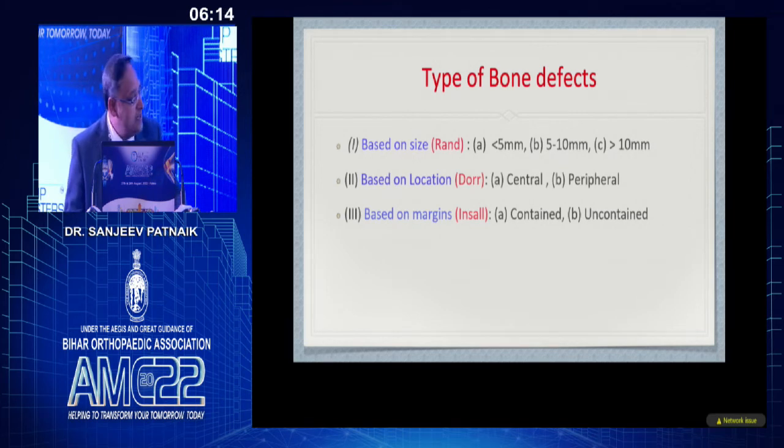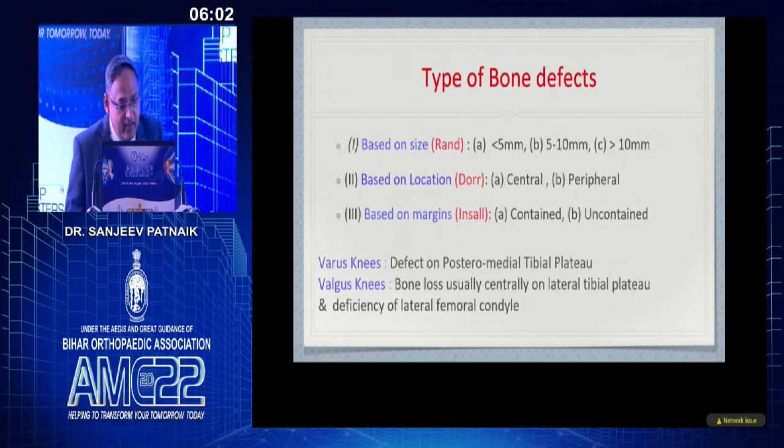The various types of bone defects, in simple terms, based on the size, may be less than 5 millimeters, 5 to 10 millimeters, or more than 10 millimeters. Based on the location, central or peripheral; based on the margins, it may be a contained or an uncontained defect. Now, we all know that varus knees have a defect on the posteromedial tibial plateau, and in valgus knees, the bone loss is usually central on the lateral tibial plateau, and deficiency of the lateral femoral condyle is seen.